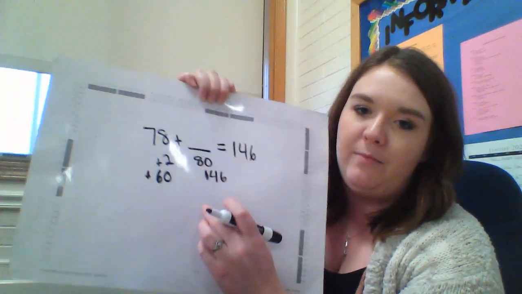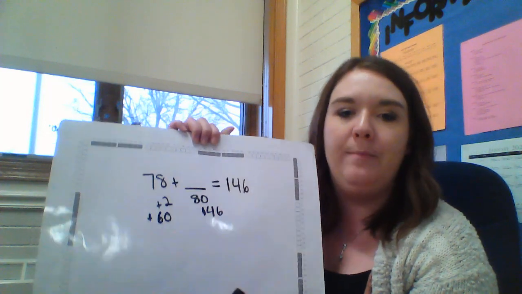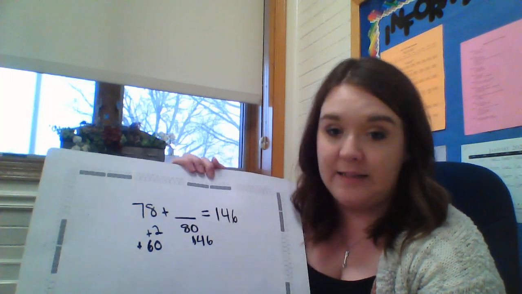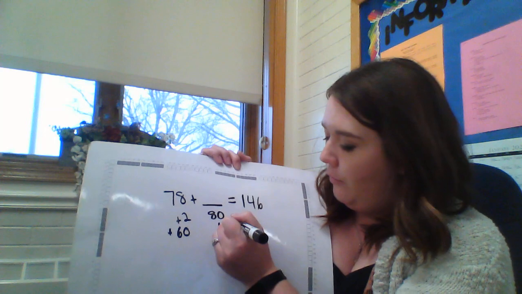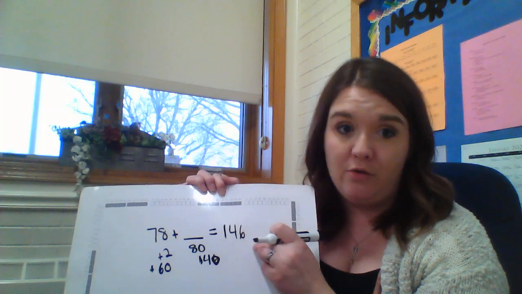Okay, so far I've added 2 and I've added 60. I should line this up. Hang on, let me erase and line this up because that's going to make our adding at the end harder if it's not lined up. Okay, there. See, now I have my ones lined up with my ones and my tens lined up with my tens. Okay. So I added 2, then I added 60. Now I'm not at 146. I'm only at 140. I need to get to 146.